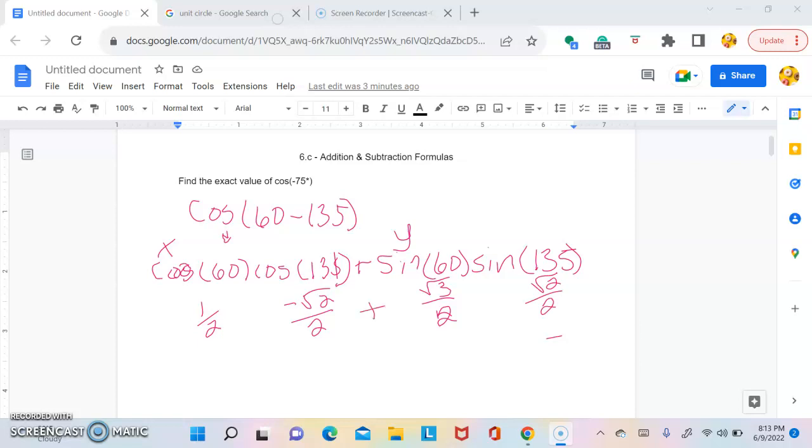So you want to combine all these. So you get negative square root of 2 over 4 plus square root of 6 over 4. And you put those together to get, I'm going to put it in this order, square root of 6 minus square root of 2 over 4. And that is your final answer.